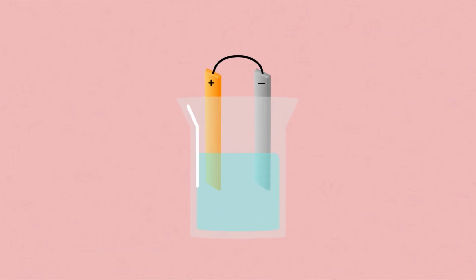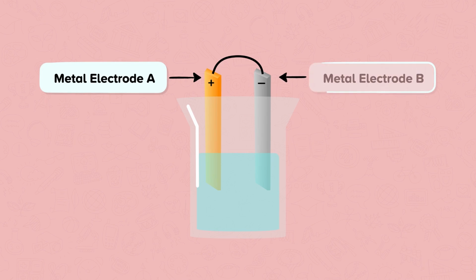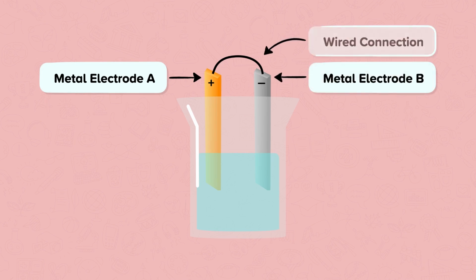So what is a chemical cell made of? This is a chemical cell. A simple chemical cell can be made in a school laboratory. It is made by connecting two different metal electrodes with a wire. They are then placed in contact with an electrolyte.